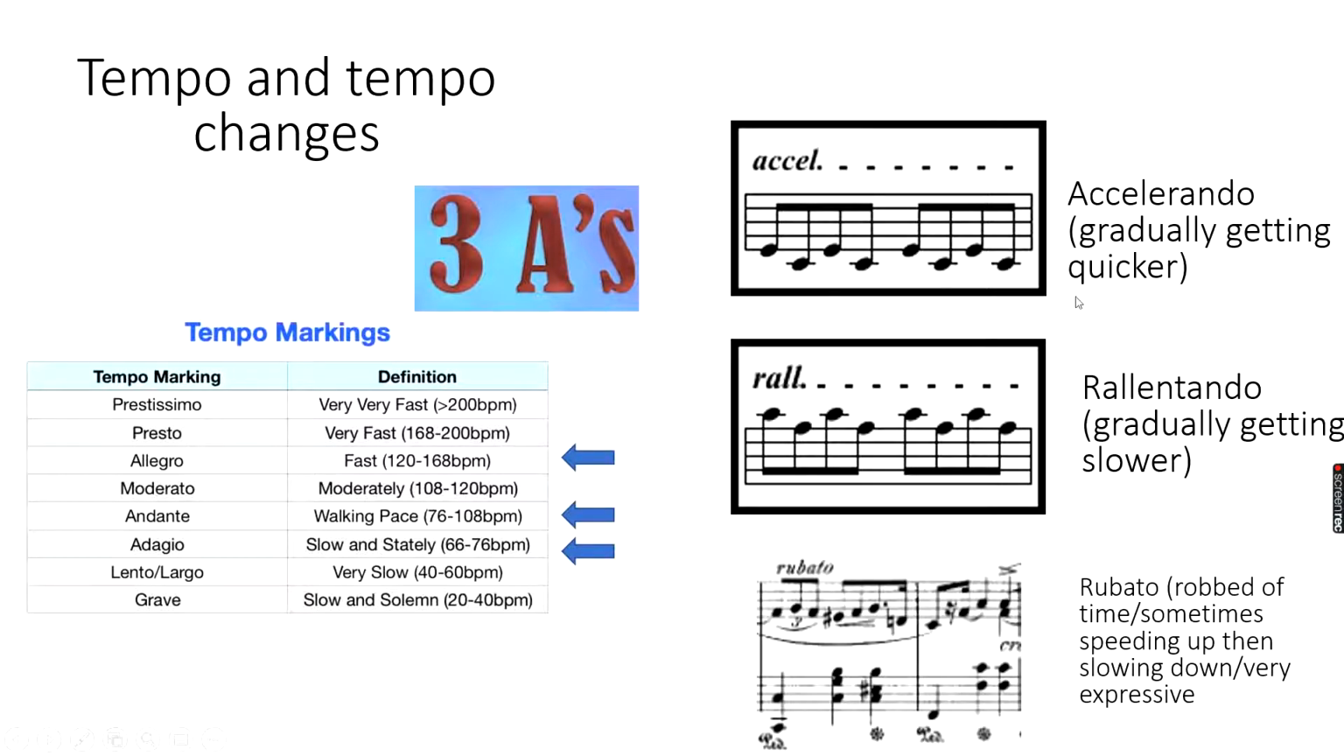Accelerando means it's gradually getting quicker. So maybe we're going andante to allegro. It'll gradually get quicker until we're at the right tempo. And then after that, it will just stay at the same speed. Maybe we have rallentando. So maybe we're going from allegro all the way down to adagio. So very slow. We might use rallentando and the music will gradually get slower and then we're at adagio.